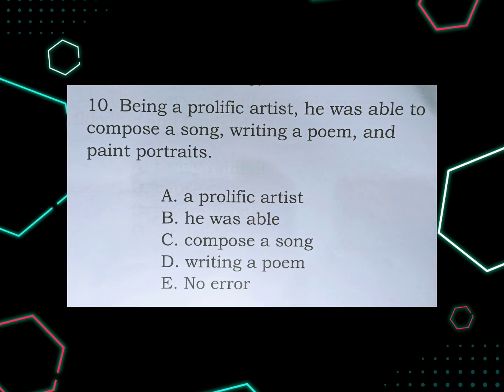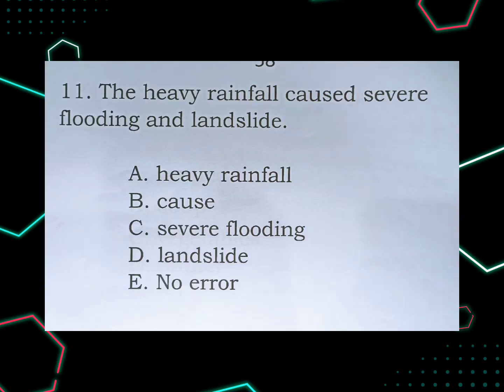A. A prolific artist. B. He was able. C. Compose a song. D. Writing a poem. E. No error. 11. The heavy rainfall caused severe flooding and landslide.